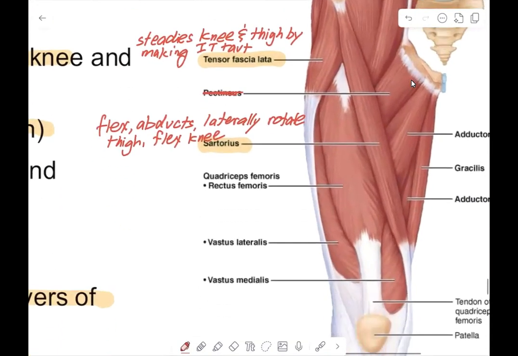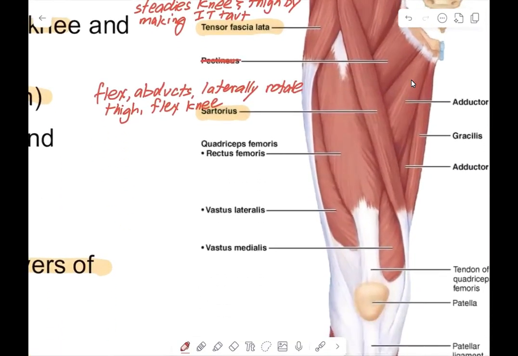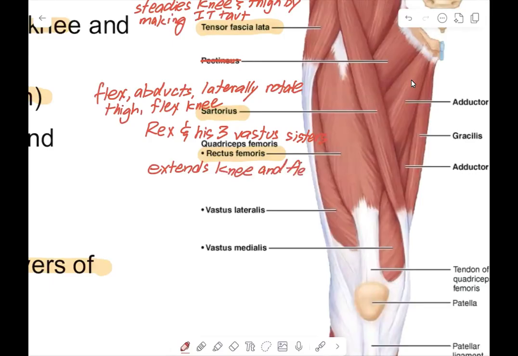We then see the quadriceps group. One way that I like to remember this group is Rex and his three vastus sisters, because there are, in fact, three vastus muscles. So the function of the rectus femoris, which is the main prime mover of that group, is that it is going to extend the knee as well as flex the thigh at the hip.